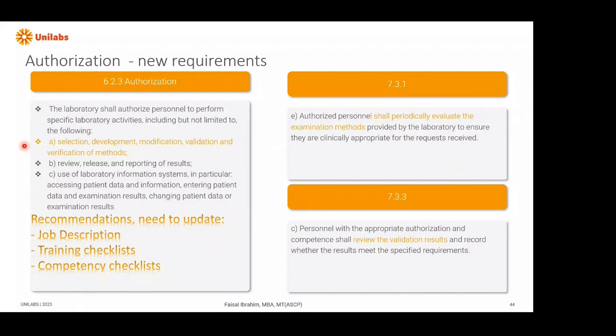So authorization, as I mentioned, was added in 3 different standards: 6.2.3, 7.3.1, authorized personnel shall periodically evaluate the examination method, and 7.3.3, personnel with appropriate authorization and competence shall review the validation results and record whether the result meet the specified requirement. So definitely we want to make sure that the people who are working on those processes are trained. And again, I have never seen those requirements before in any checklist.